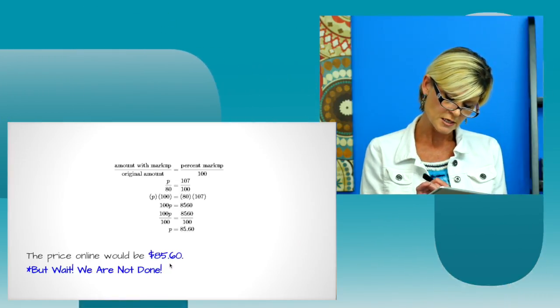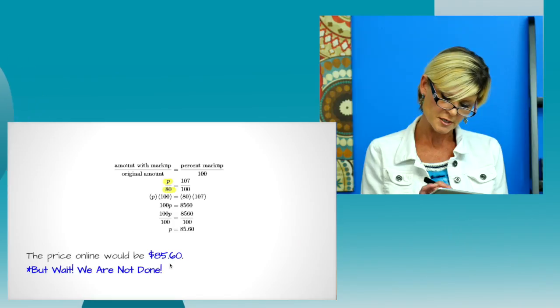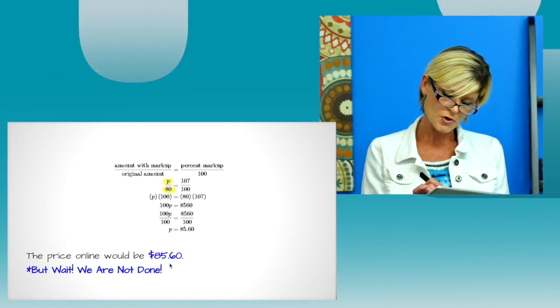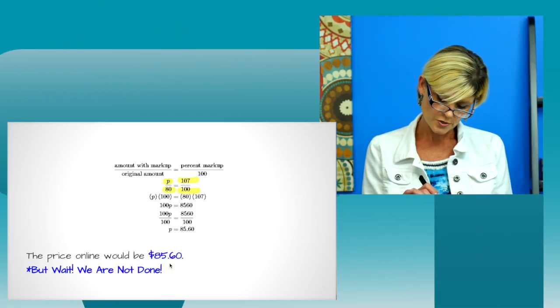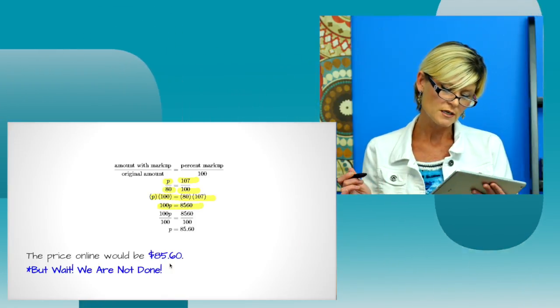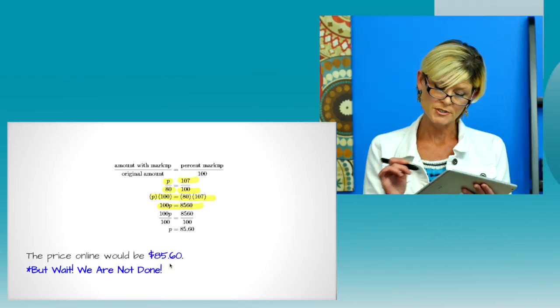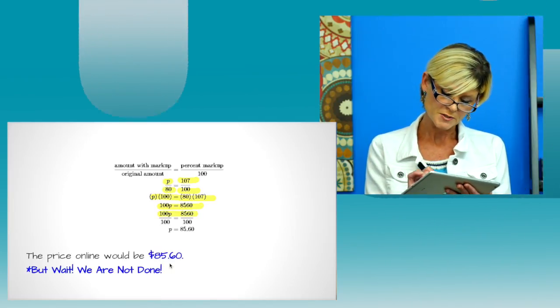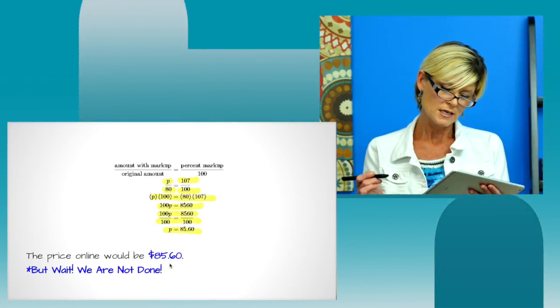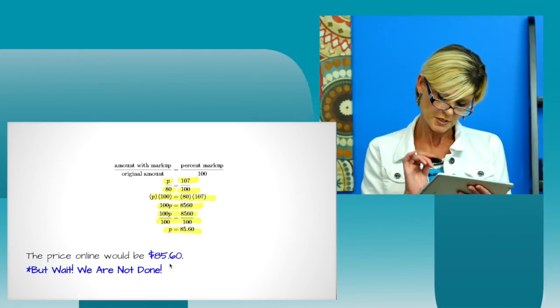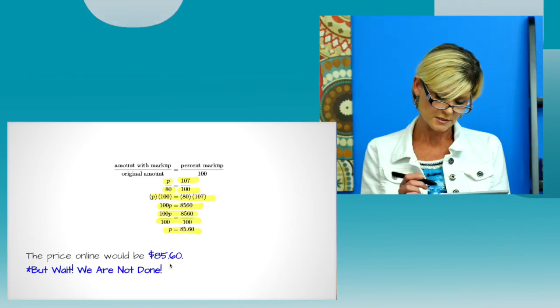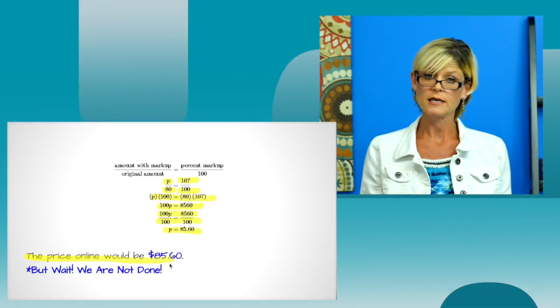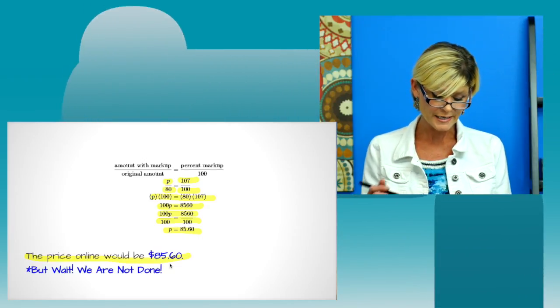Set up your proportion and plug in what you know. So you have P over 80, or the amount with markup over the original amount, equals 107, which is the percent markup, over 100. You're going to cross multiply. You get 100P equals 8,560. Divide both sides by 100, and P equals $85.60. So the price online would be $85.60, right?